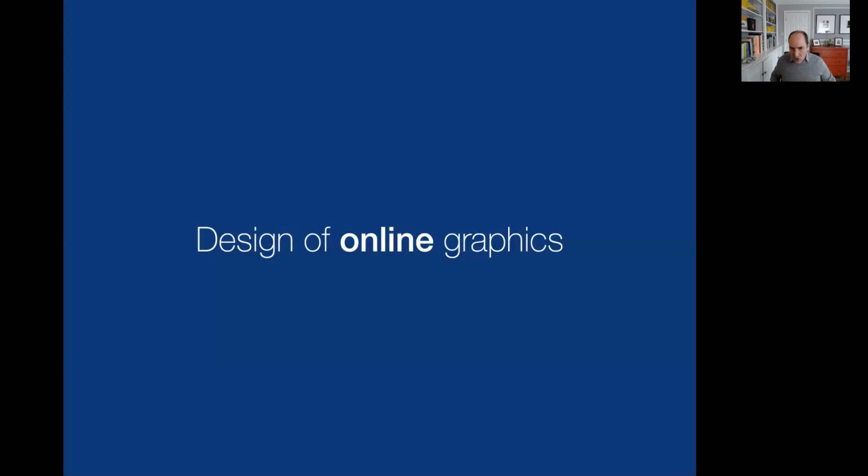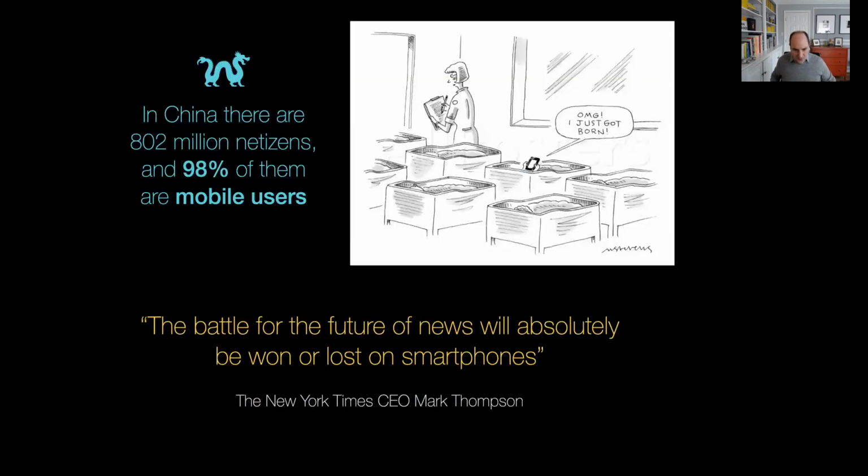A little bit about online infographics. And this is very important. If you think about how people consume information today, most of it is through smartphones in particular. Look at that statistic. In China, there are more than 800 million people that access the internet. 98% of them are mobile users. They do that with smartphones.